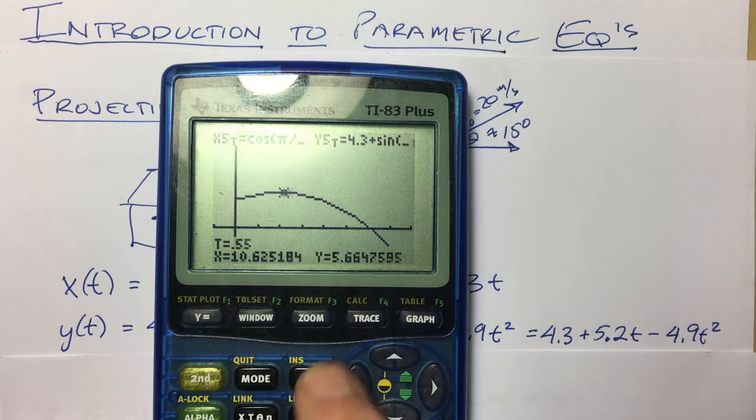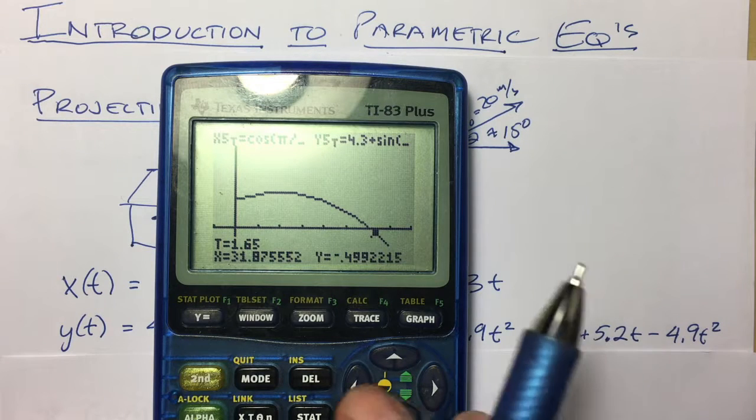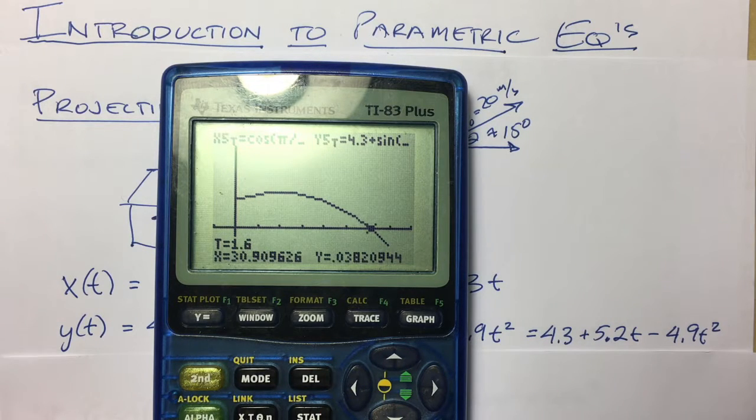If I hit trace and then go to 0, it'll start at 0. And then I can trace forward. So this is kind of like a time lapse. There's the water balloon traveling. How far does it go? My driveway was set back about 50 yards, so I don't think it quite makes it, but there it is, around 31 yards, something like that, 30 yards.